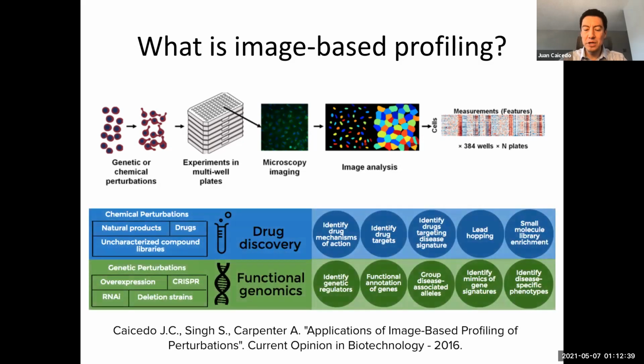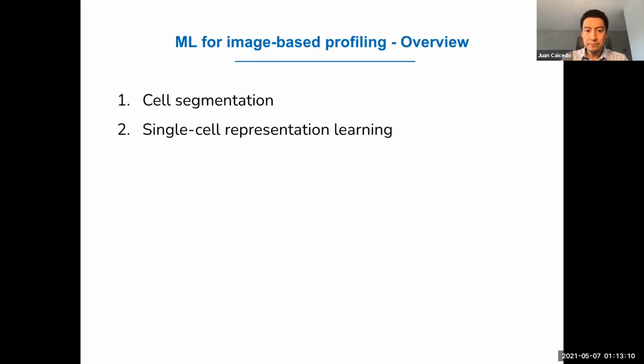And this type of approach has a lot of applications in biology, primarily in drug discovery, in which you can test compounds, but it also has many applications in functional genomics, in which we can knock down genes, or we can intervene, edit the genome, for instance, in cells, and we can see how they react or what happens with the phenotypes. And that can give us information about many types of potential treatments as well.